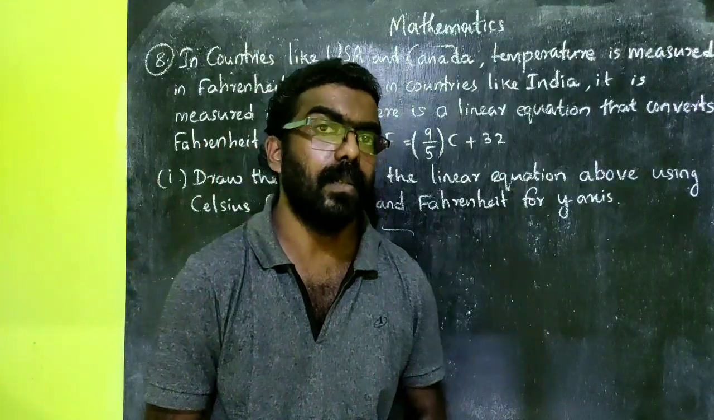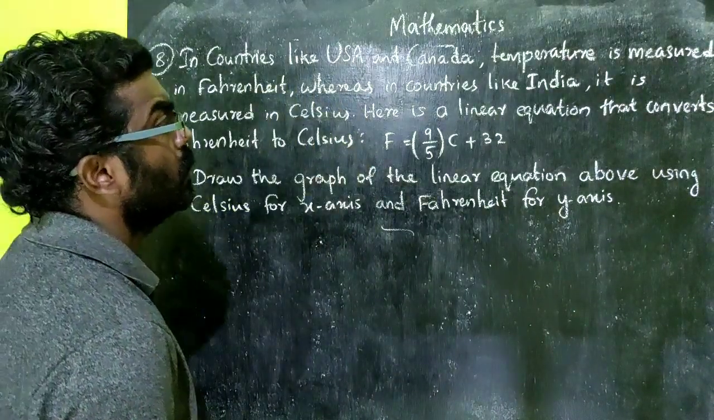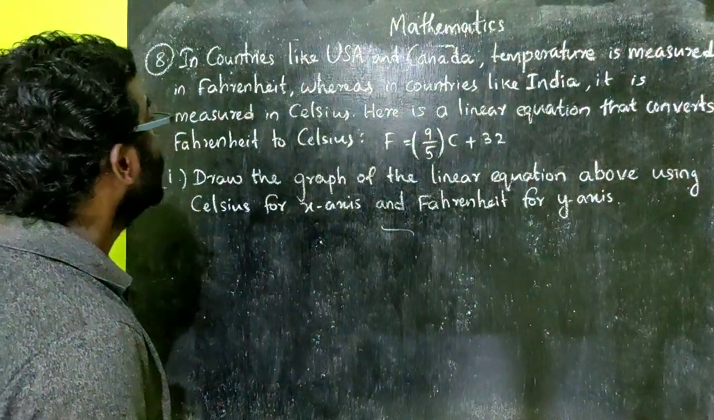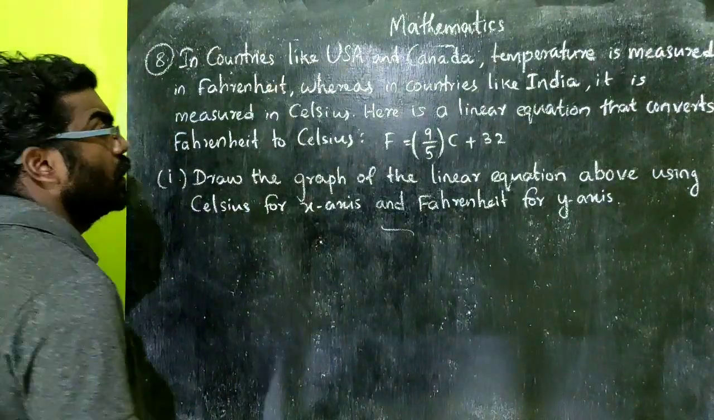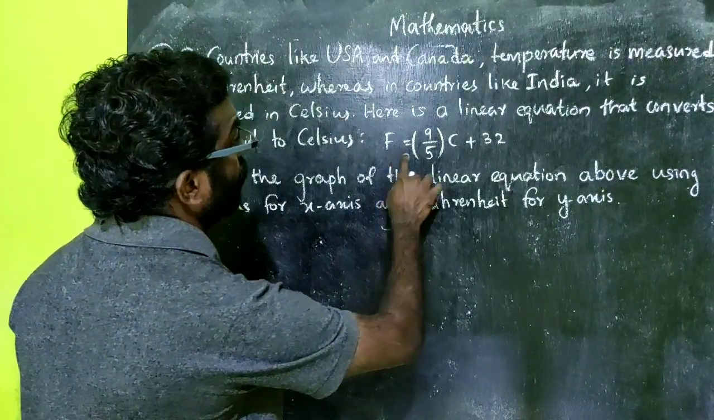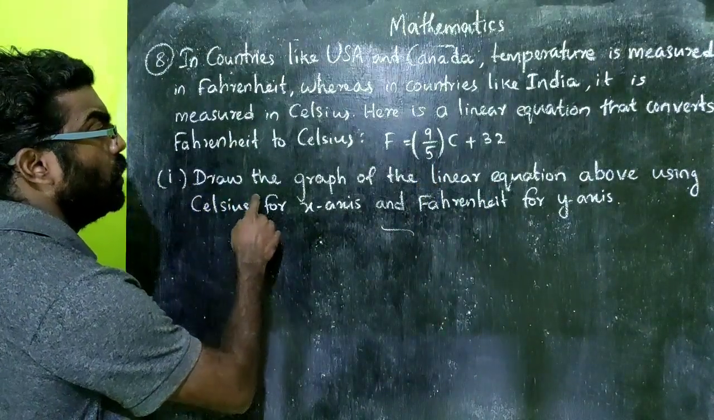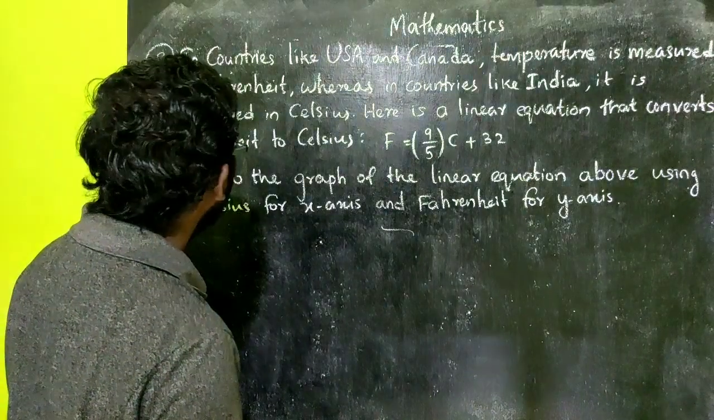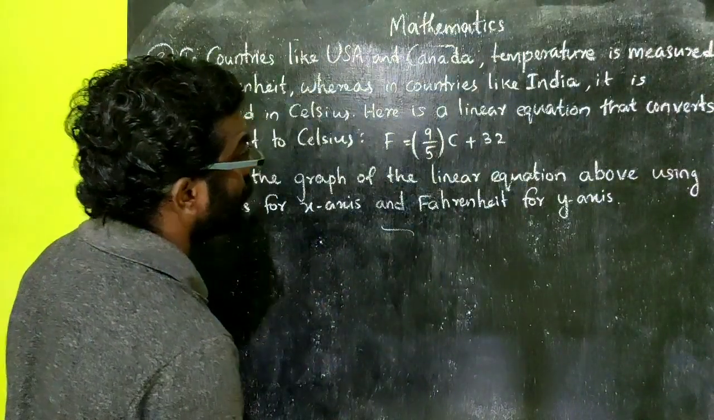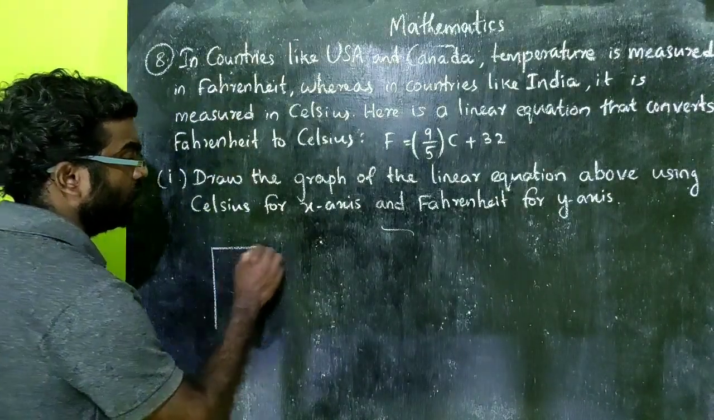Now we move on to the last question in this exercise. In countries like USA and Canada, temperature is measured in Fahrenheit, whereas in countries like India, it is measured in Celsius. Here is a linear equation that converts Celsius to Fahrenheit: F is equal to 9 by 5 C plus 32. First sub-question: draw the graph of the linear equation above using Celsius for the x-axis and Fahrenheit for the y-axis. Okay, so we can find 2 points.